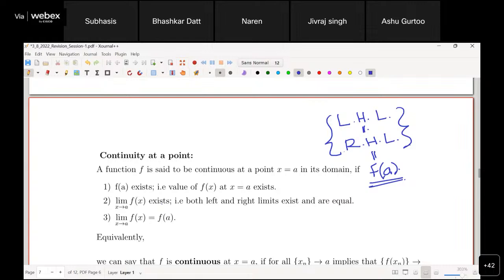Clear? The definition is clear? Yes, sir. Yeah.